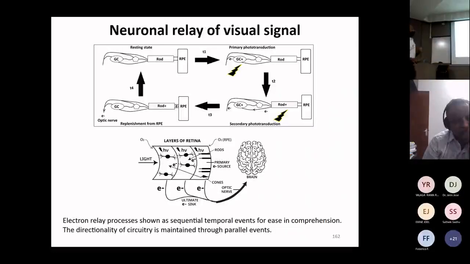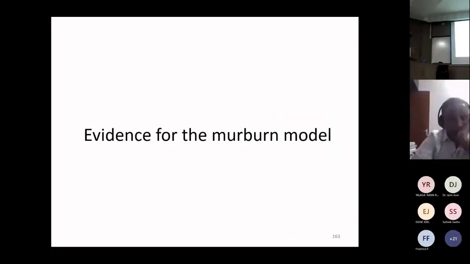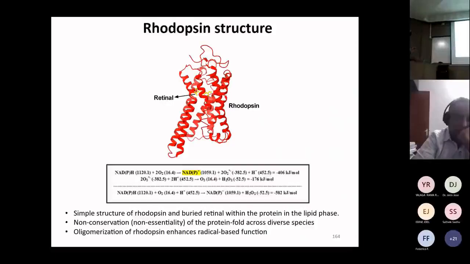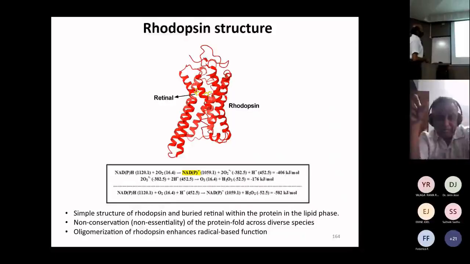So basically there are polarity gradients, and the polarity gradients affect the signal relay. Now, evidence for Murburn. The simplest thing that supports it is the simple structure of rhodopsin, with retinal deeply buried with the protein in the lipid phase. This protein structure is not really conserved across animals; there is significant variation. If this binding conformation change is very important, how would you have this fold not conserved? That's a question. Then there is oligomerization of rhodopsin.